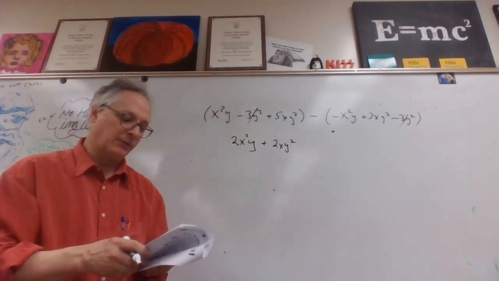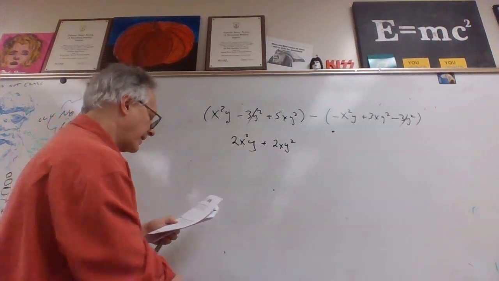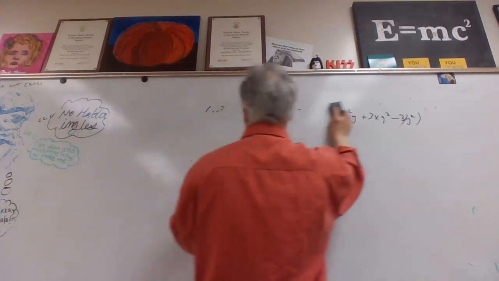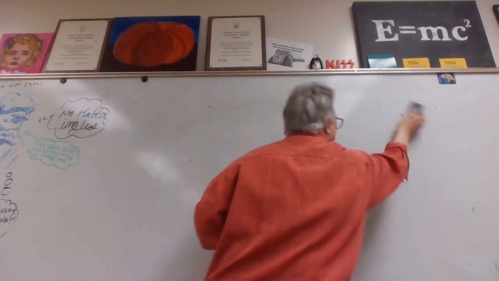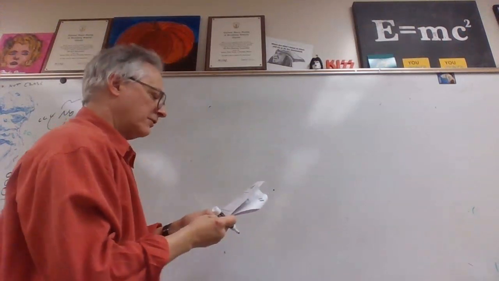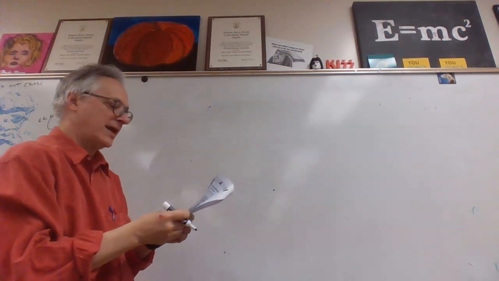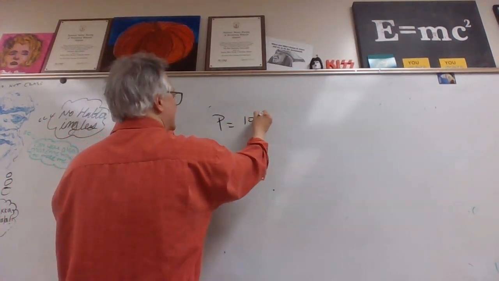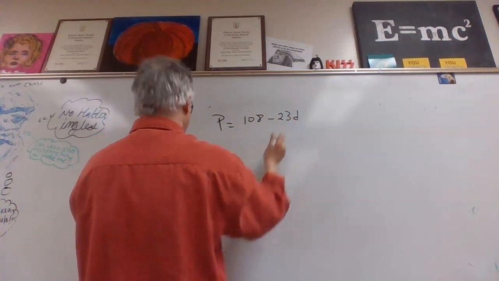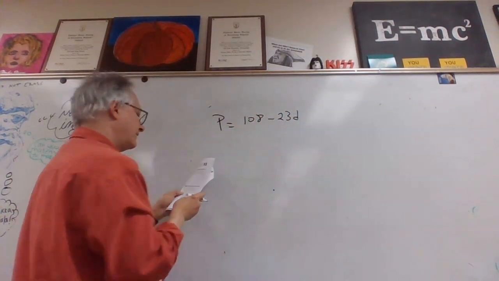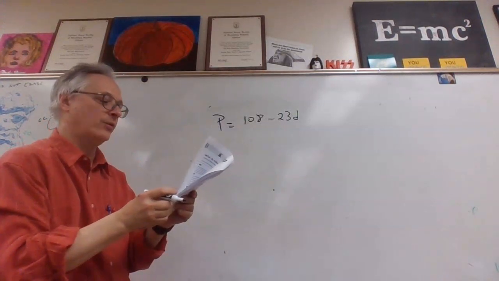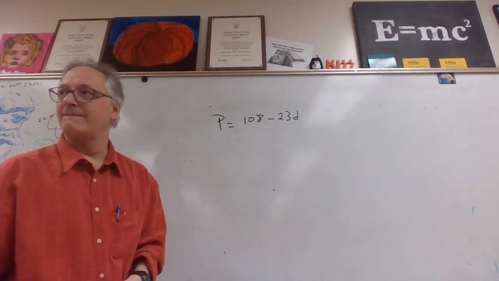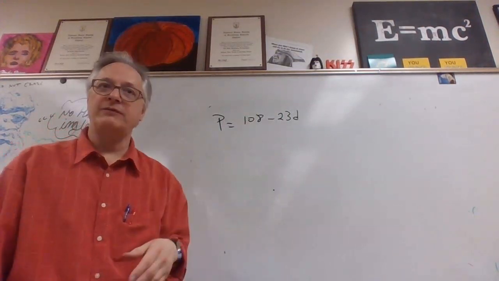Let's take a look here. Number 4. Kathy is a repair technician for a phone company. Each week, she receives a batch of phones that need repairs. The number of phones that she has left to fix at the end of each day can be estimated with the equation P equals 108 minus 23D, where P is the number of phones left and D is the number of days she has worked that week. What do you think the 108 means? Exactly. She starts with 108 phones a week.